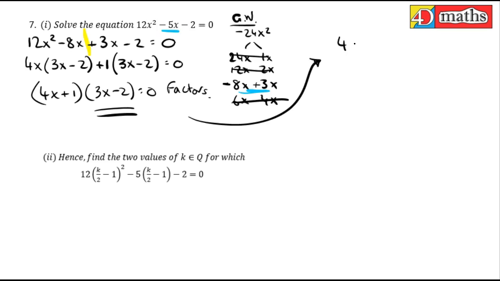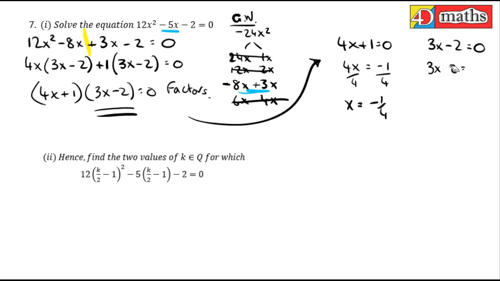What you do is you let the factor equal 0 in both cases and solve for x. So 4x is equal to minus 1. Then you divide by 4 to get x on its own. x is equal to minus a quarter. 3x minus 2 is equal to 0. Sorry, 3x is equal to 2. Divide both sides by 3. x is equal to 2/3. So that's the first part of the question.